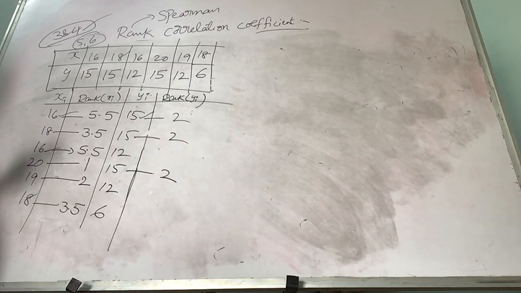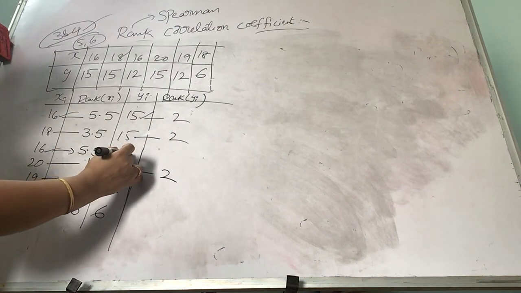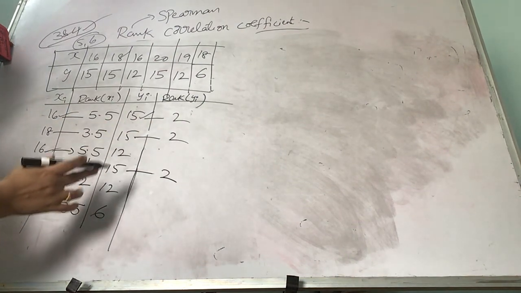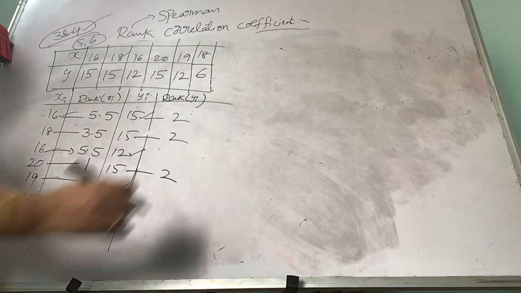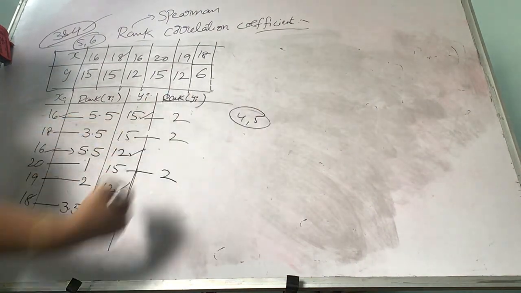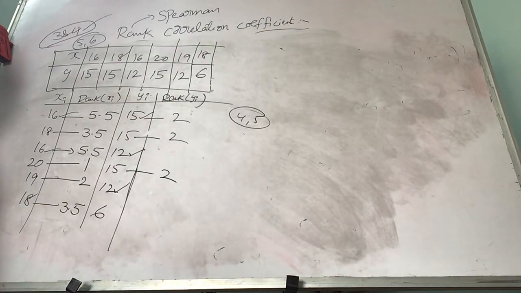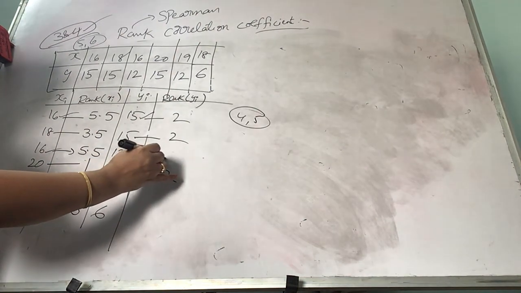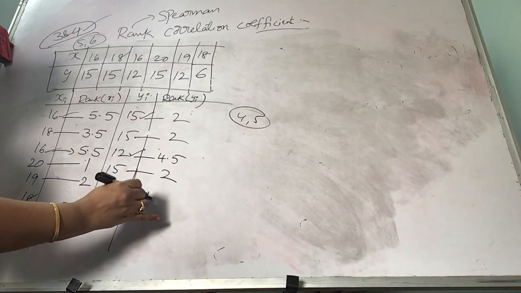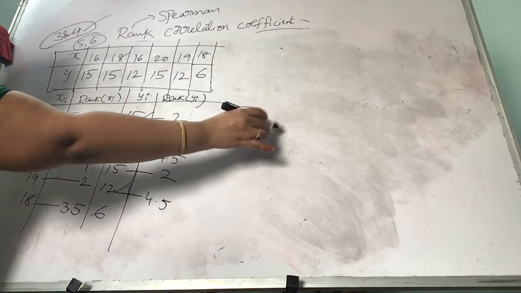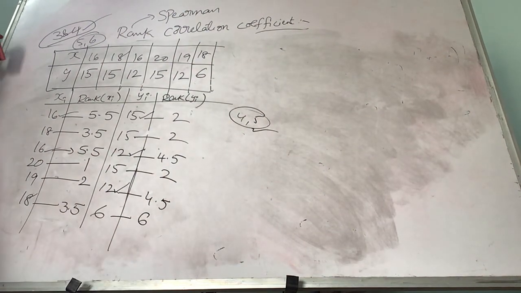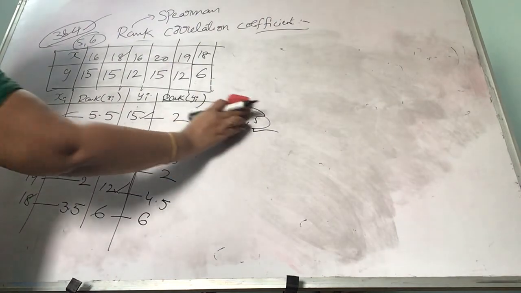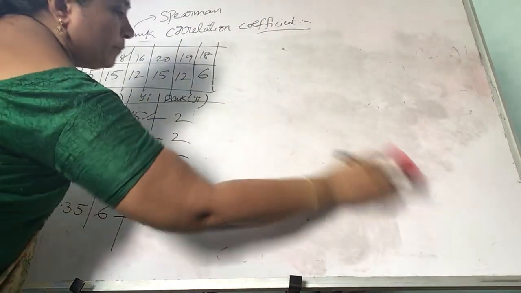Next, we have to assign the fourth rank. We have to assign fourth rank for 12. But here 12 is repeated 2 times. So, we have to assign fourth and fifth ranks to these observations. What is the average of 4 and 5? 4.5. So, we assign 4.5 rank for these 2 observations. So, 4, 5 ranks are completed. Next, we assign 6th rank to the next observation. So, in this way, we have to assign the ranks for the repeated observations.